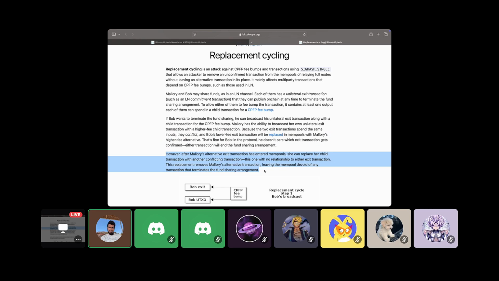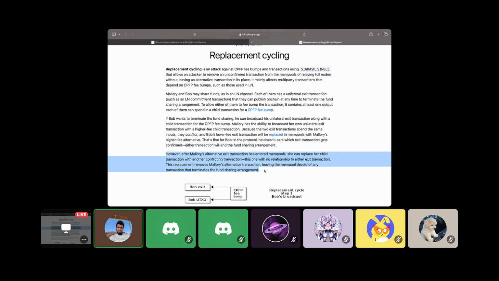And now we again have a conflict, right? Initially, the conflict was between Bob's commitment transaction and Mallory's commitment transaction. Now the conflict is between Mallory's commitment transaction's child and a completely unconnected or unassociated third transaction that Mallory has broadcasted. We have another conflict, right? And what Mallory can do is ensure that the fee of this third unconnected transaction that Mallory has broadcasted is higher than the fee of the child of Mallory's commitment transaction. So in this situation, what will happen?